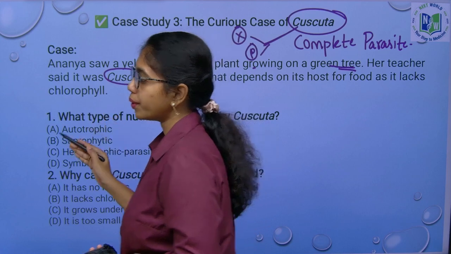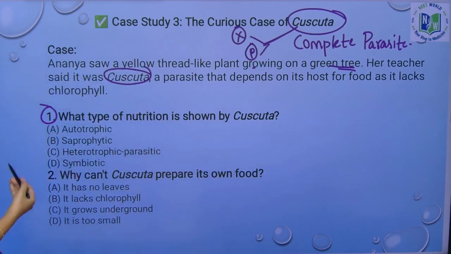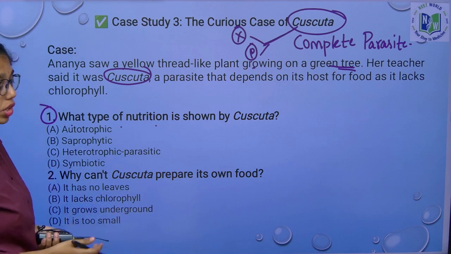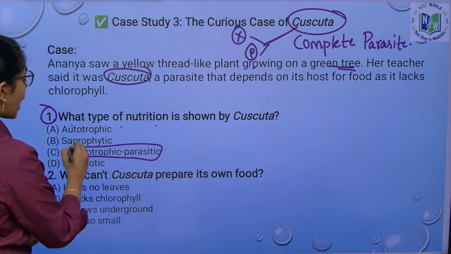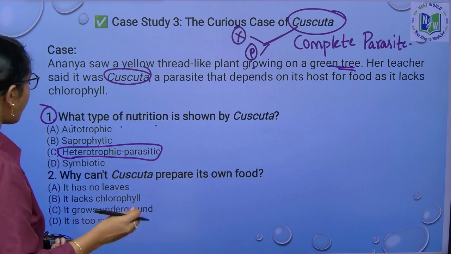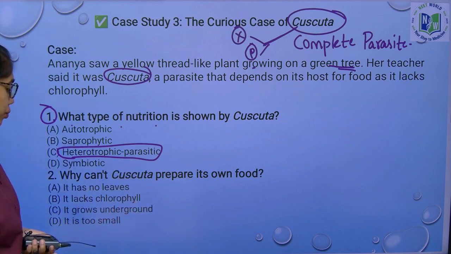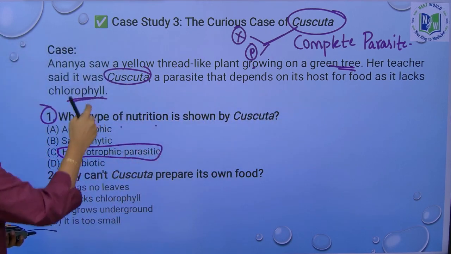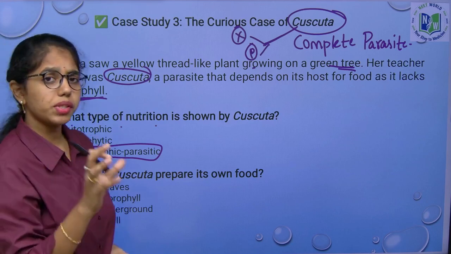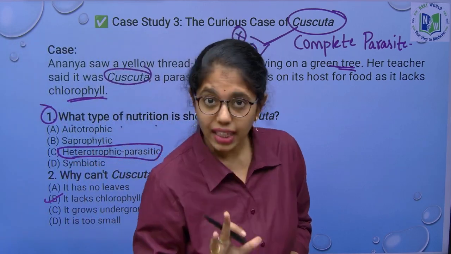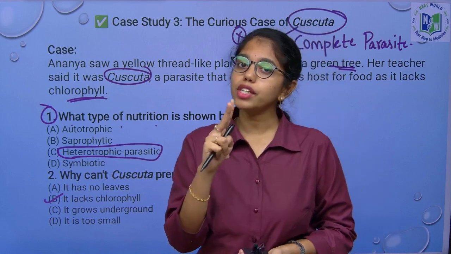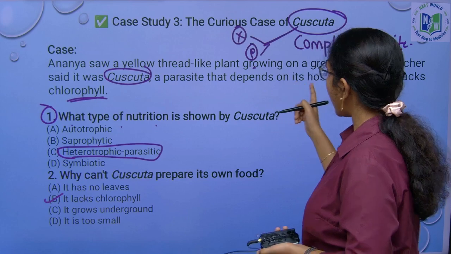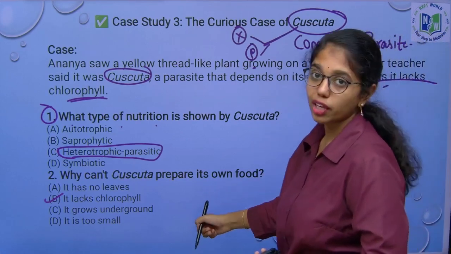So if you look into the options of these questions: what type of nutrition is shown by Cuscuta? Heterotrophic nutrition, that is parasitic mode of nutrition. Why can't Cuscuta prepare its own food? The answer is in the question itself, because it lacks chlorophyll. Whenever a case-based question is given to you, even though you don't have any idea related to that, you can answer just by reading the case properly. The absence of chlorophyll is directly given here, so you can go for option B.